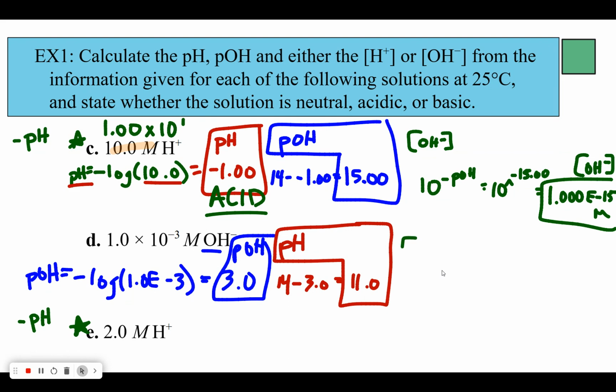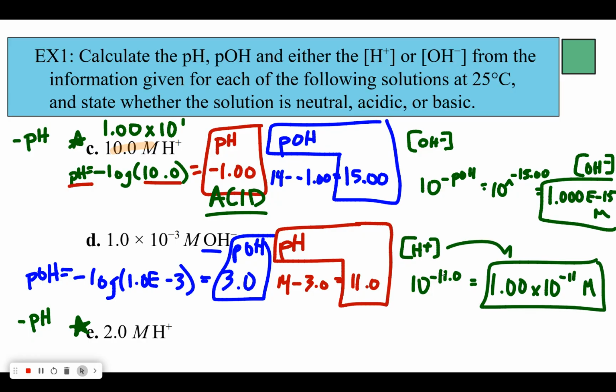Then that lets me calculate my H plus concentration as 10 to the negative 11, which is going to be 3 sig figs, 1.00 times 10 to the negative 11 as my molarity, as my H plus concentration. Now looking at my pH, this is bigger than 7, which means this is a base.